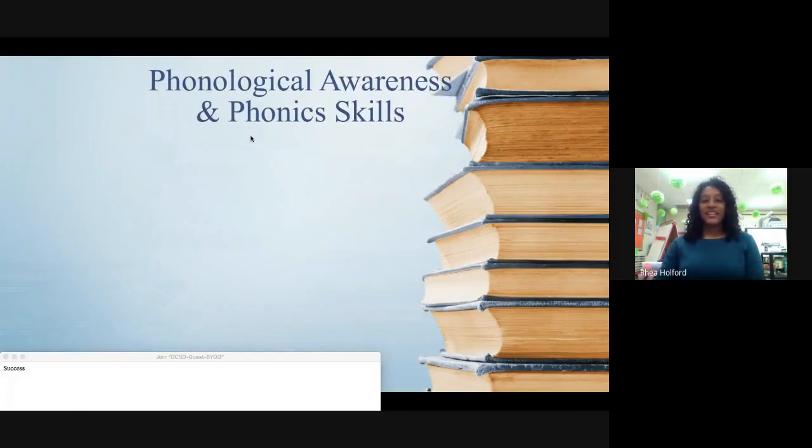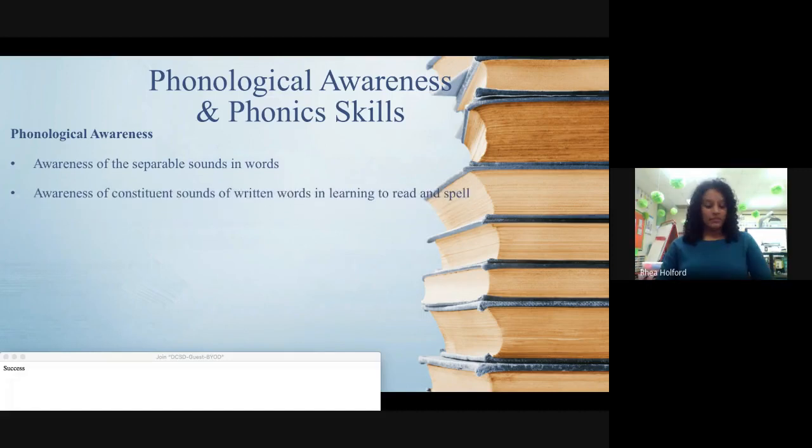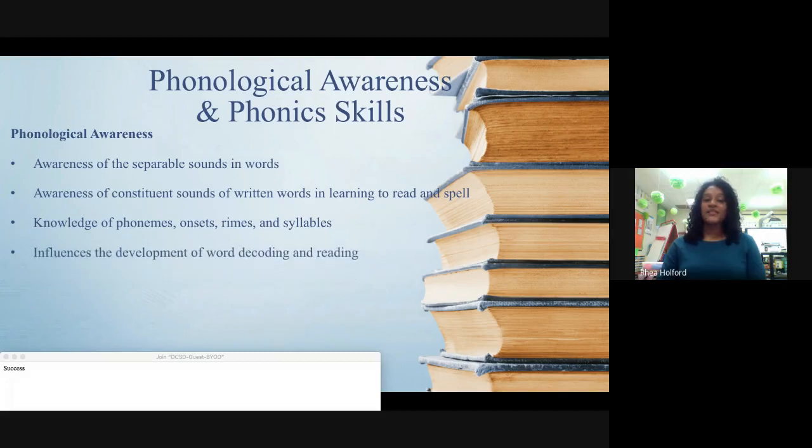Phonological awareness and phonics skills. Phonological awareness: awareness of the separable sounds in words. Here's what I found: awareness of constituent sounds of written words and learning to read and spell. Knowledge of phonemes, onsets, rhymes, and syllables influences the development of word decoding and reading.